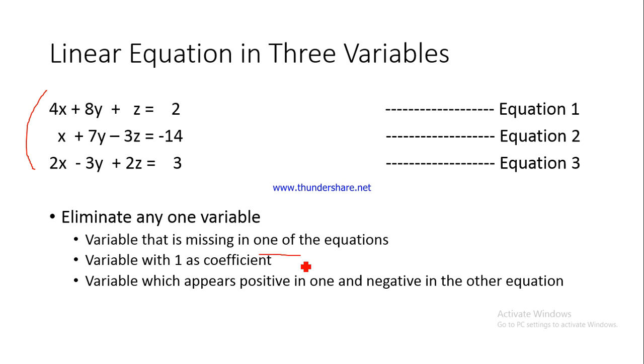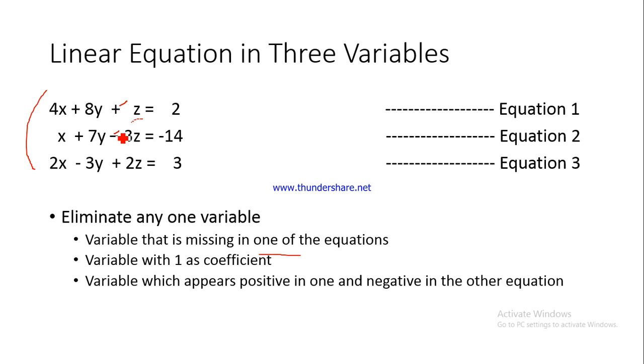those variables in which the coefficient is 1 are easier to eliminate. We'll take up an example and we'll understand how. For example, have a look at this x here. This is easier to eliminate, only 1x, or maybe the z here, the coefficient here again is 1. So they are easier to eliminate, and you should first of all try and eliminate these kinds of variables from all the three equations. And variables which appear positive in one equation and negative in the other. For example, if you look at z, here it is positive, here it is negative, so it is easier for you to eliminate z. How do you do that?